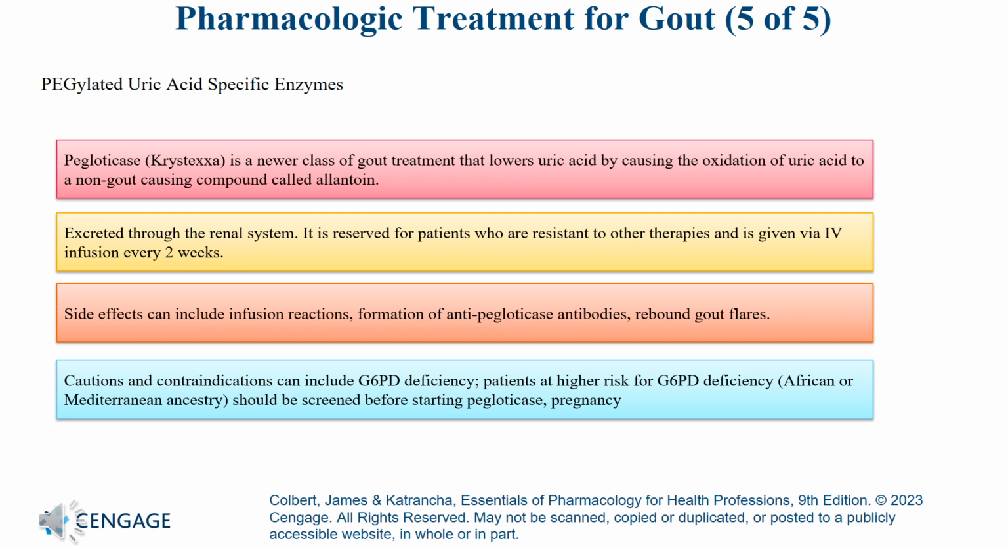Side effects are that you can have infusion reactions, formation of anti-pegloticase antibodies, and rebound of gout flares. Contraindications can include G6PD deficiency. Patients at higher risk for G6PD deficiency are those of African or Mediterranean ancestry, and they should be screened before starting, as well as people who could possibly be pregnant.